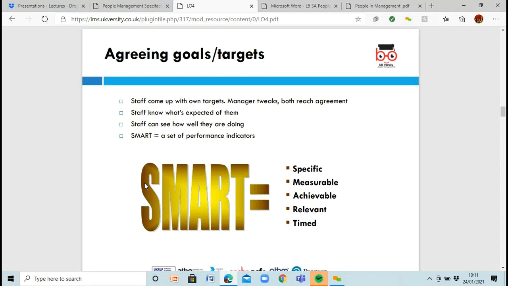And then we're going to be looking at goals and targets. So SMART: specific, measurable, achievable, relevant, and timed. So these are SMART targets. Staff will come up with their own targets and the management will tweak them if necessary, and then they'll both come to an agreement on those targets. Staff members will know what's expected of them, and staff can see how well they're doing. So like I said, it's a set of performance indicators. You're measuring yourself against specific targets, measurable targets, achievable targets, relevant, are they relevant to what you want to achieve, and timed, how long will it take you to do.